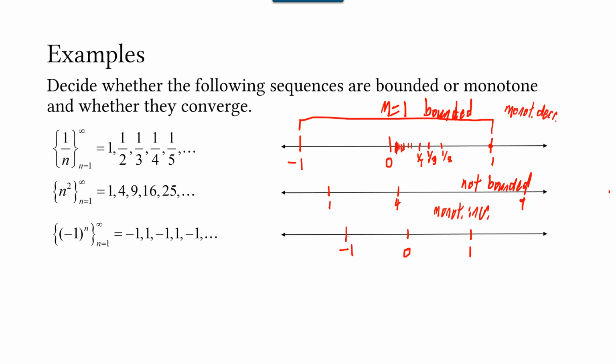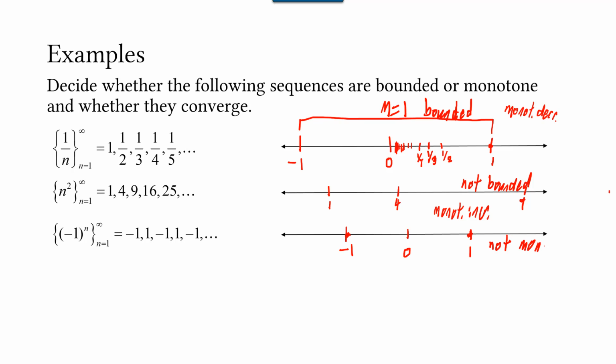The sequence is going to bounce between 1 and minus 1. So the first term is minus 1, second term is 1, third term is minus 1, fourth term is 1, fifth term is minus 1, sixth term is 1. So this is an example of a sequence that's not monotone. We're not always increasing or always decreasing. We're bouncing back and forth.